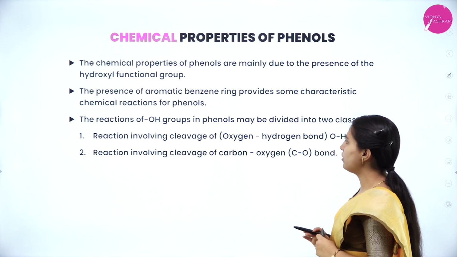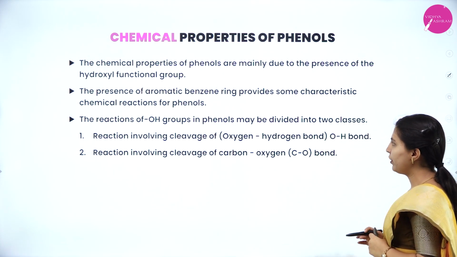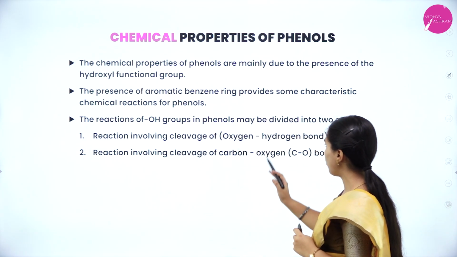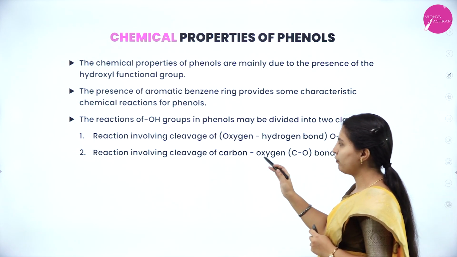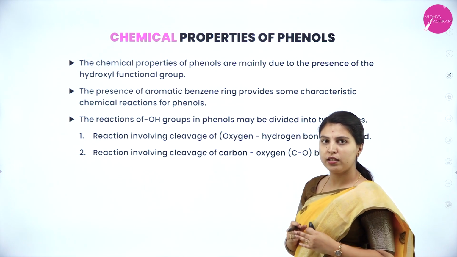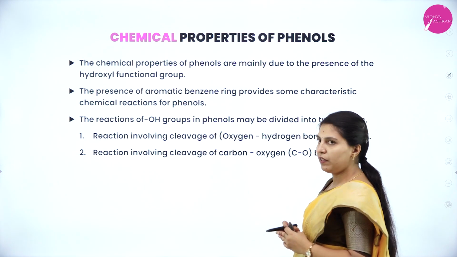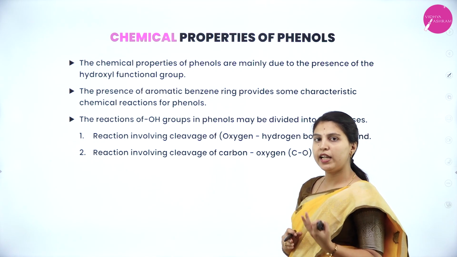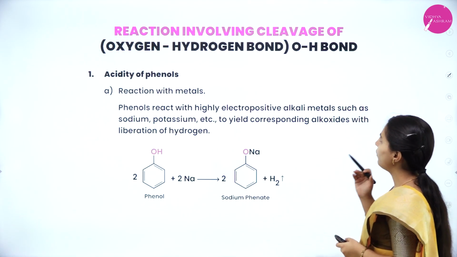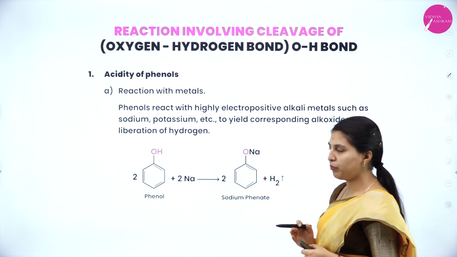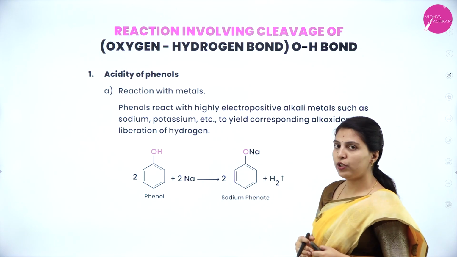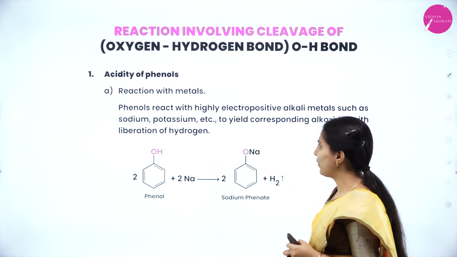The reactions of the hydroxyl group in phenols may be divided into two classes, that is reaction involving cleavage of oxygen hydrogen bond and reaction involving cleavage of carbon oxygen bond. There are two kinds of reactions: involving cleavage of oxygen and hydrogen bond and involving cleavage of carbon and oxygen bond. So, reactions involving cleavage of oxygen and hydrogen bond. First one, acidity of phenols, reaction with metals. Acidity of phenols will be seen through the reaction with metals.